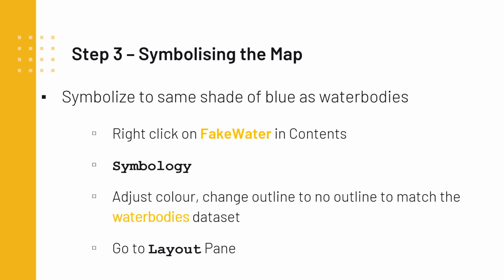Now that we have this new layer, we want to symbolize it as the same blue as the water bodies. To do this, you're going to right-click on Fake Water in the Contents panel on the left, choose the Symbology option. Then, on the right-hand side in the Symbology pane, adjust the color to match and make sure there's no outline so we don't see that outline around the edge. We want it to look continuous. Then, go to the Layout page and see what you have.